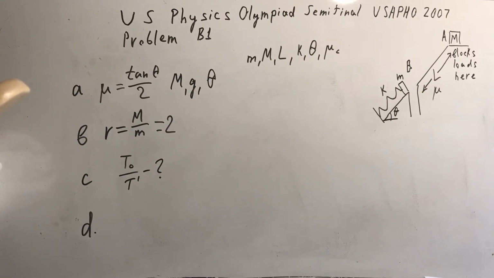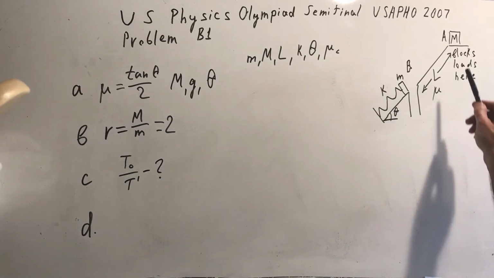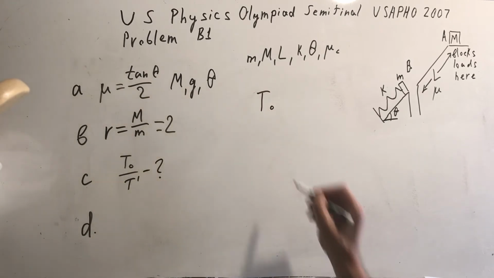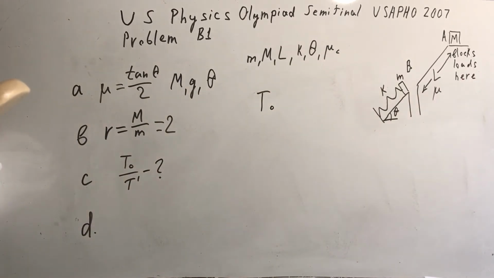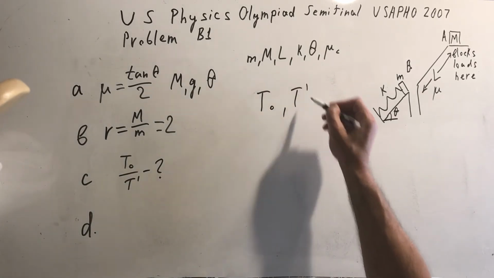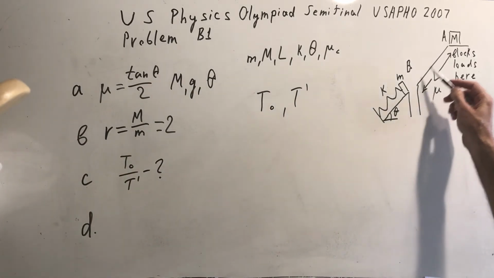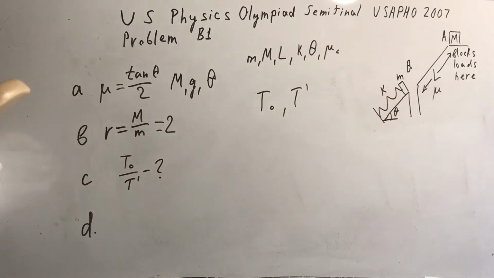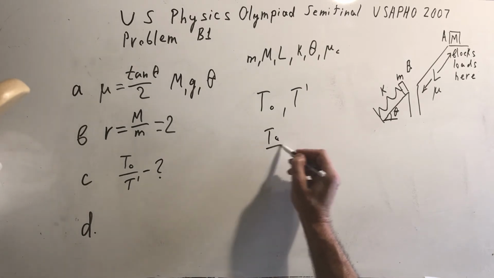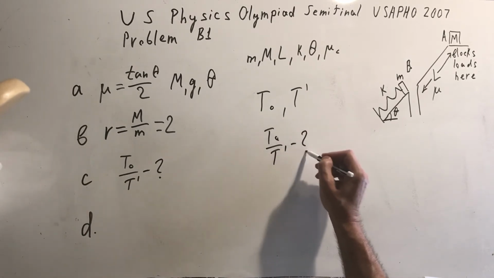Question C. The system delivers the block to point B with a period t0 from A to B until the block runs out. After that, the plane along oscillates with period t prime. We need to find the ratio t0 over t prime, like this.